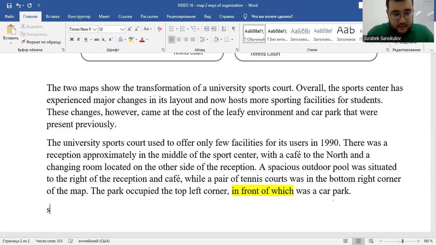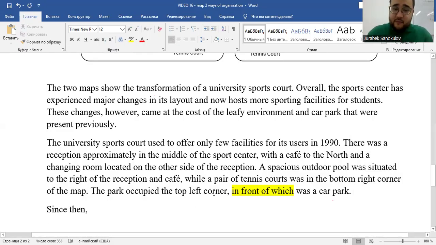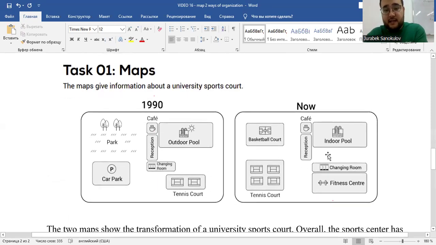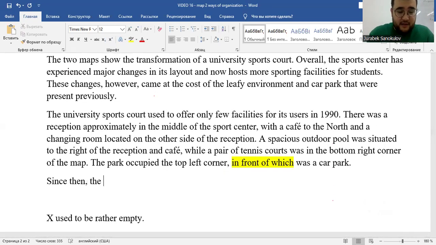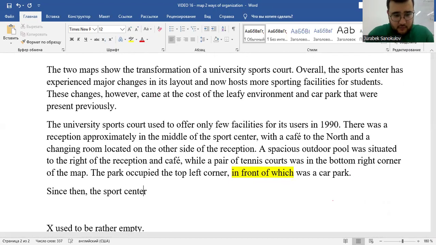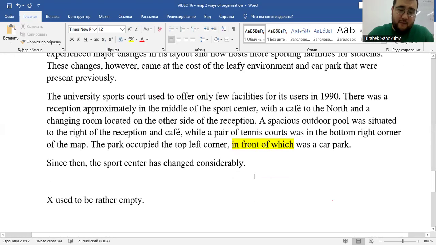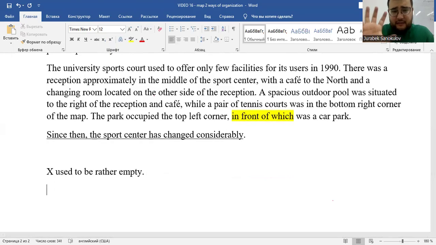So that's it. Since then, again, I start with a topic sentence to describe the second map. Since then, the sports center has changed considerably. So to describe the second map, I use this topic sentence, or I can use these. I kind of use similar sentences. I can say the center witnessed major transformations.